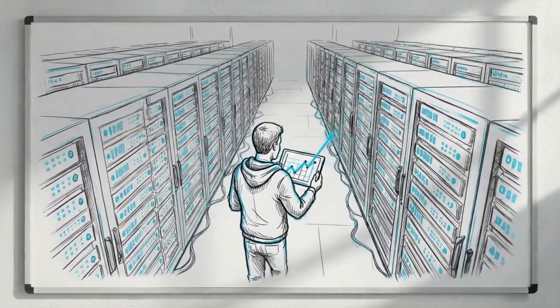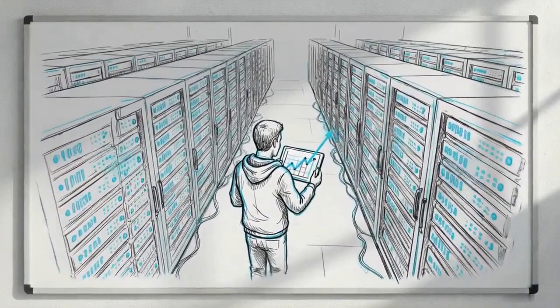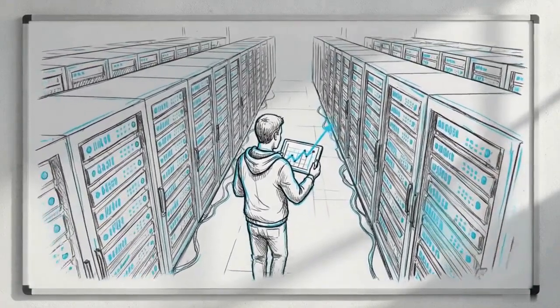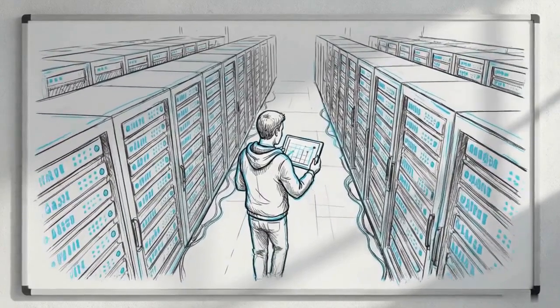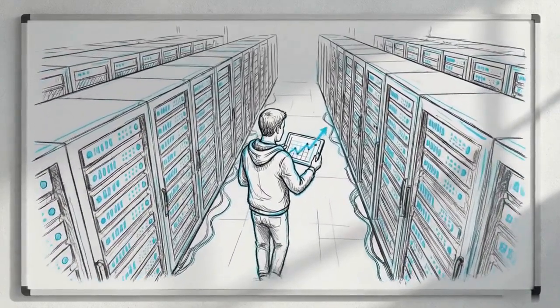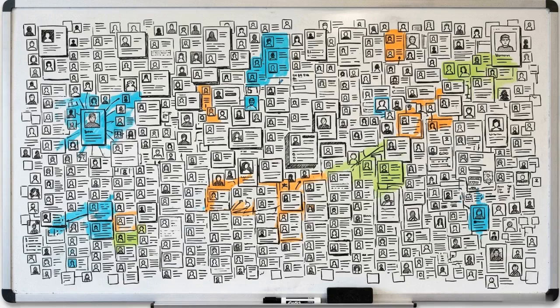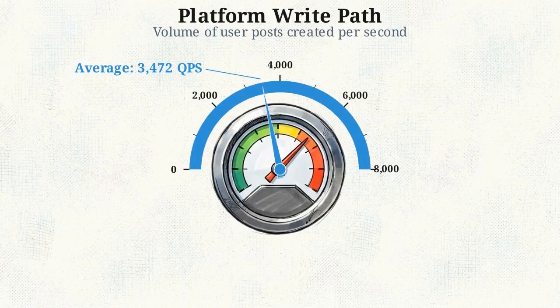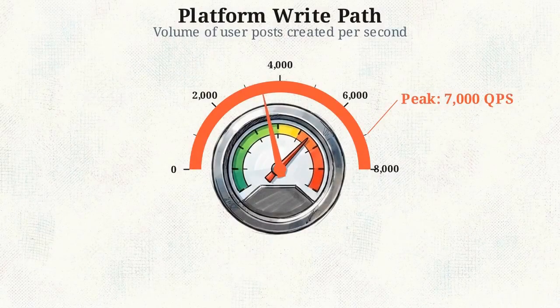Designing a global microblogging platform begins with calculating the load. We have 150 million daily active users generating, compressing, and consuming data simultaneously. At this scale, users publish roughly 300 million posts a day. That translates to an average of 3,472 write operations every second, with traffic spikes regularly hitting 7,000 requests per second.